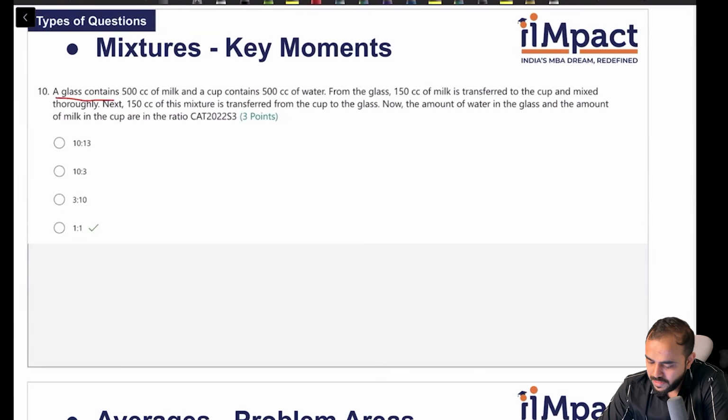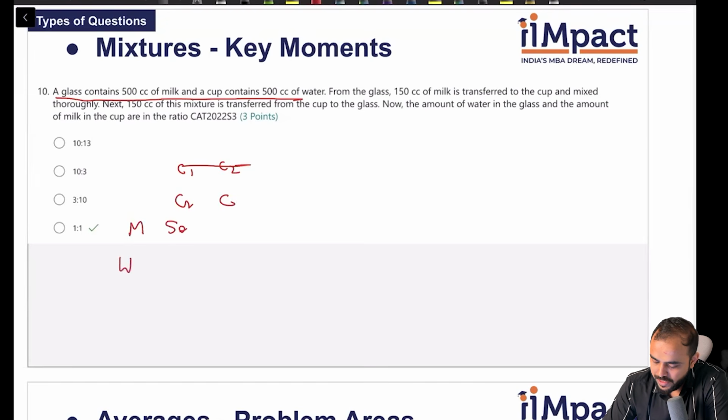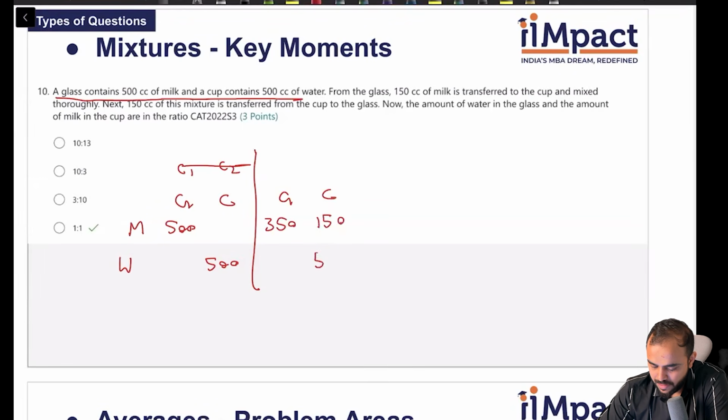A glass contains 500 ml of milk and a cup contains 500 ml of water. So same I will do, C1 and C2, or I can write this as glass and container. So milk and water, 500 milk in glass and 500 water in cup. From the glass, 150 ml is transferred to the cup. So this becomes what? 350 and this becomes 150 and this is 500 itself.